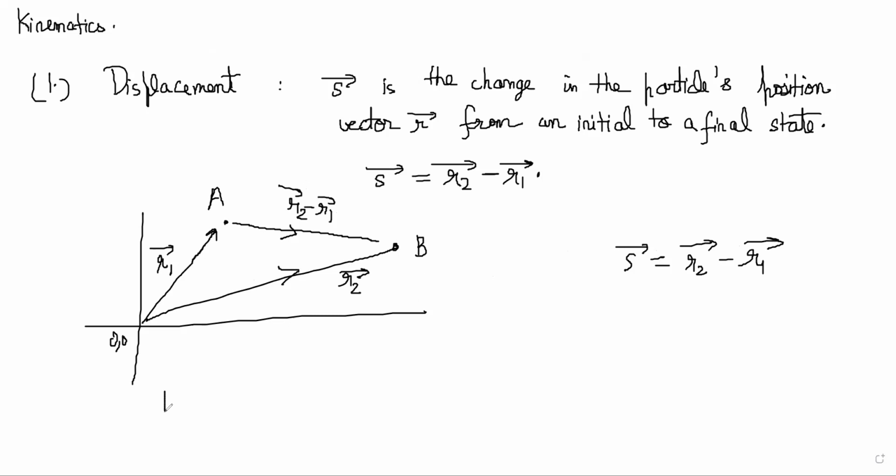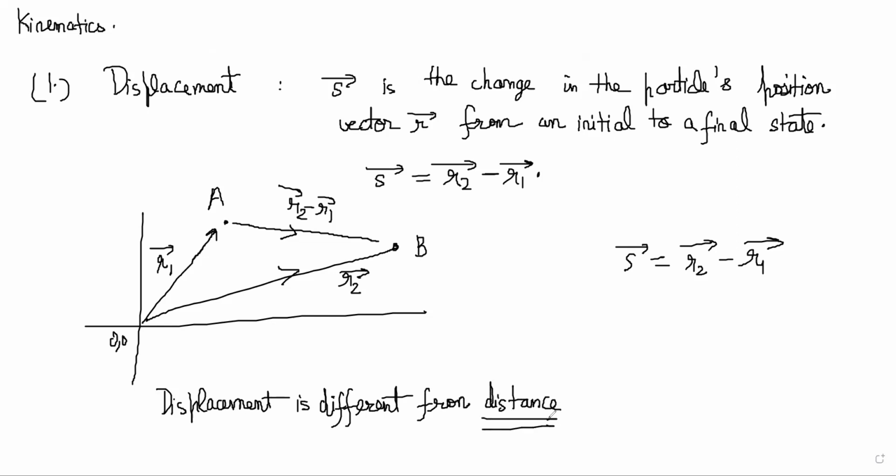Now, displacement is obviously different from distance, in the sense that distance is the actual path traveled, right? The length of the total path traveled. Suppose, for example, particle A moved from A to B and then came back from B to A. You would say that displacement is 0, but the distance was double this length, right? I'm sure all of you are familiar with this distinction, so I'll not dwell on it too much.